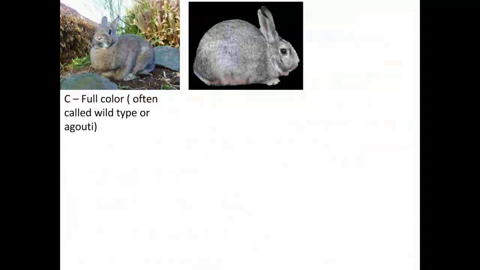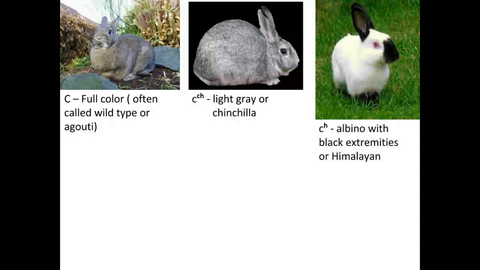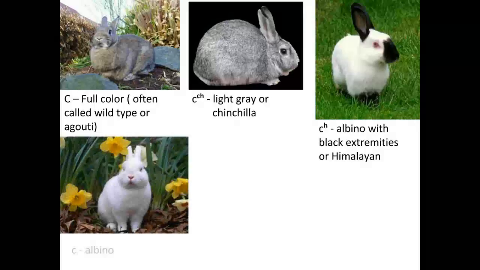So you would have the capital letter C that would be the full color. You would have a little c with a subscript ch that would be a light gray or what they call a chinchilla color. You would have a lowercase c with a subscript h that would be albino with black extremities, which is what they call a Himalayan. And then you would have just the lowercase c that would be the albino, just completely white rabbit. So there are 4 different possibilities for that one type of rabbit.